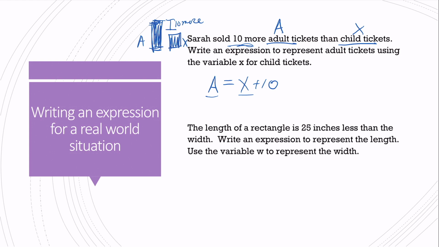In the second example, I have the length of a rectangle is 25 inches less than the width. And that's a little confusing because that honestly makes it one of these kind of rectangles, right? Here's my length and here's my width, right? So the wording's not super great on this one. But if I want to write an expression to express the length, if my length is 25 inches less than my width, in order to make them equal, I would have to subtract 25 from my length.